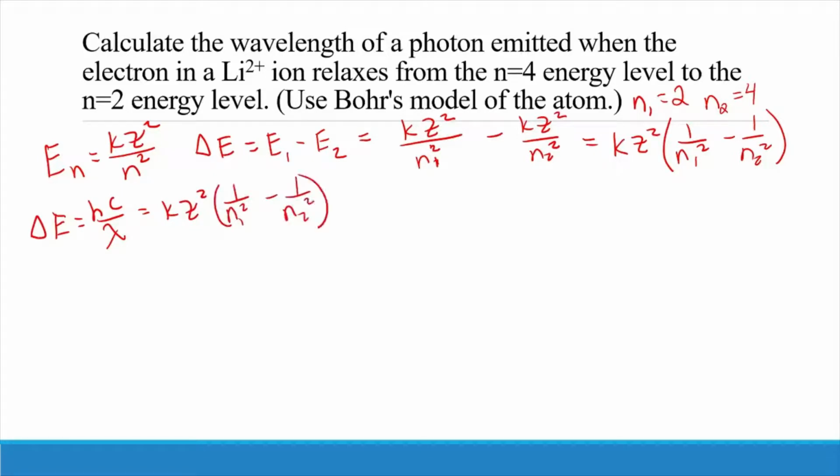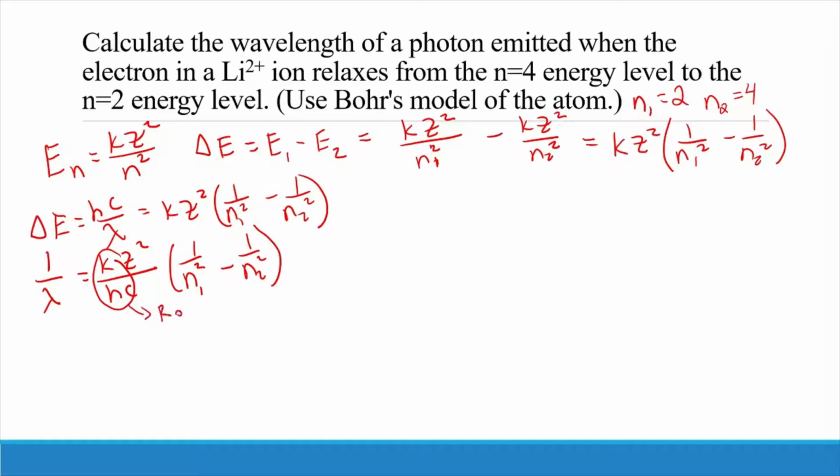We're solving for lambda, so let's go ahead and get 1 over lambda by itself by dividing both sides by hc. So 1 over lambda is equal to kZ squared divided by hc times 1 over n1 squared minus 1 over n2 squared. And k over hc is equal to the Rydberg constant. So now we can say that this is equal to R infinity Z squared times 1 over n1 squared minus 1 over n2 squared. So this just kind of saves us a little bit of work.